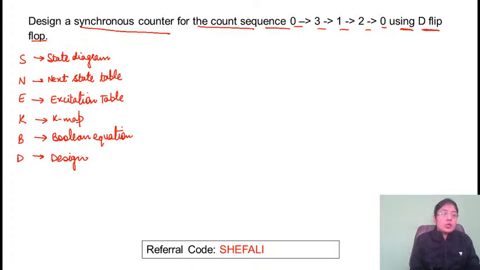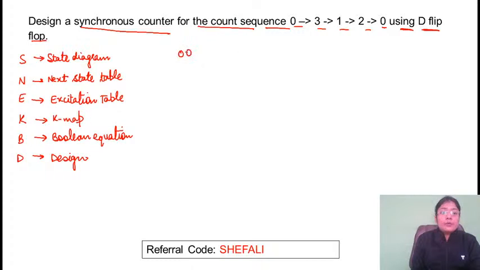Now let's execute all these steps with the help of an example. This is the question. So in this case, first of all, we need to draw the state diagram. For the state diagram, how many bits will be used? Obviously, we will be using 2 bits.